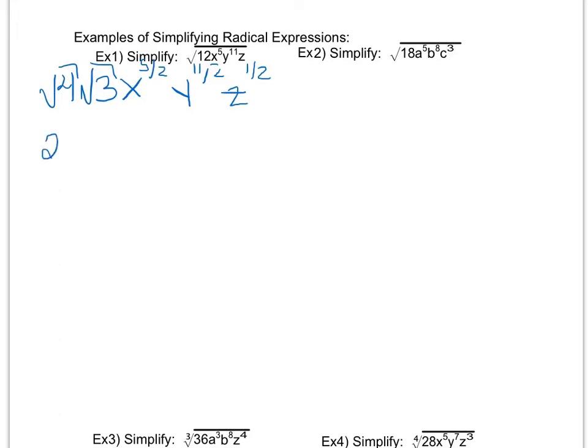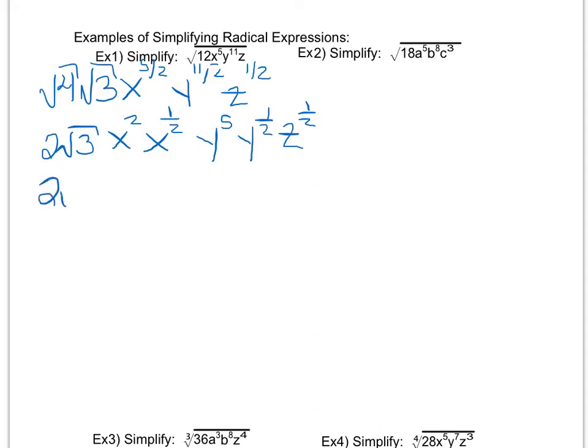So I get 2 square root of 3, 2 goes into 5, 2 whole times, with 1/2 remaining. So I get 5 halves is 2.5. 2 goes into 11, 5 whole times with 1/2 remaining. And z to the 1/2 can't be simplified, so I will leave it. Now I'm going to go ahead and say, well, 2 and the square root of 3 can't be simplified any further. X squared can't either.